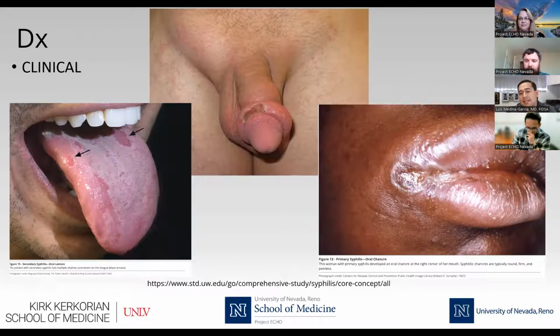And then on the right-hand side, you have a lesion in the right commissure of the lips that can easily be confused with a cold sore due to a viral nature. But if you ask the right questions and the patient is at risk, then you can understand that this is a syphilitic chancre and that you can just treat this patient without further testing and call it a day. Next slide, please.